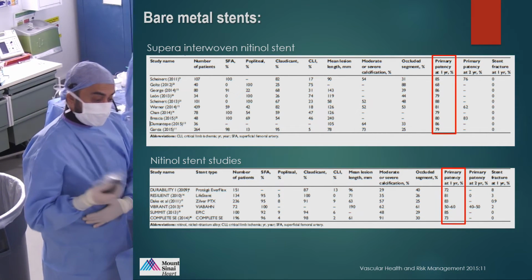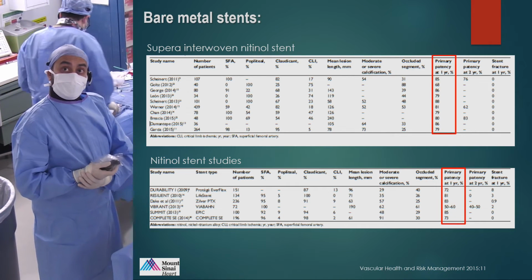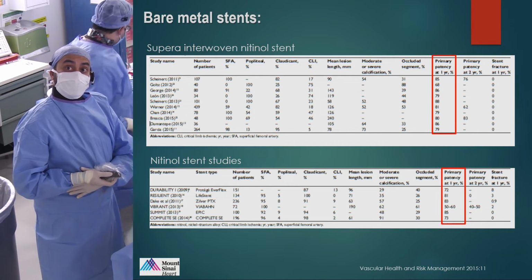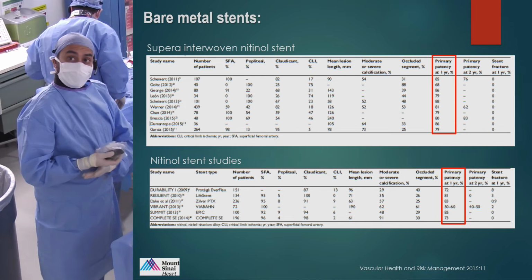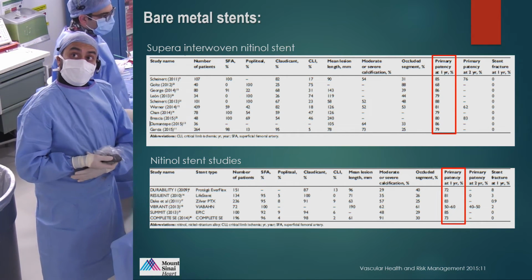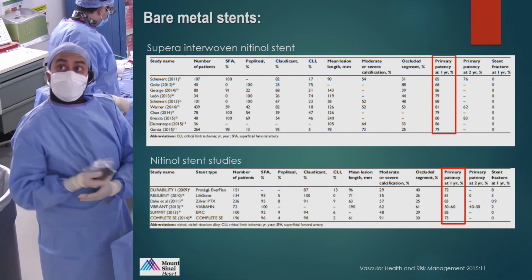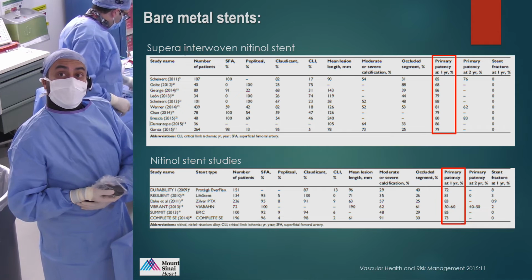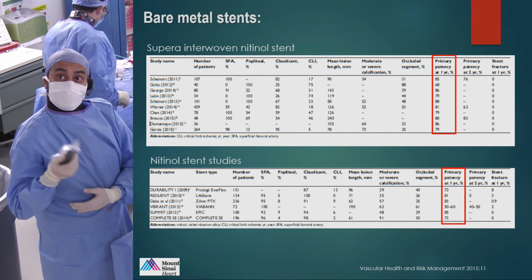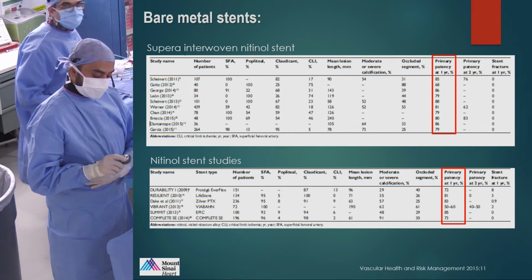So in our lab, we've been using bare metal stents. These are devices that we use in case there's a dissection after the intervention. For example, there's the Supera interwoven nitinol stent, which has excellent patency rates, as you can see, from 68% up to 88%. And traditional nitinol stents such as Everflex and LifeStent have excellent patency rates as well.